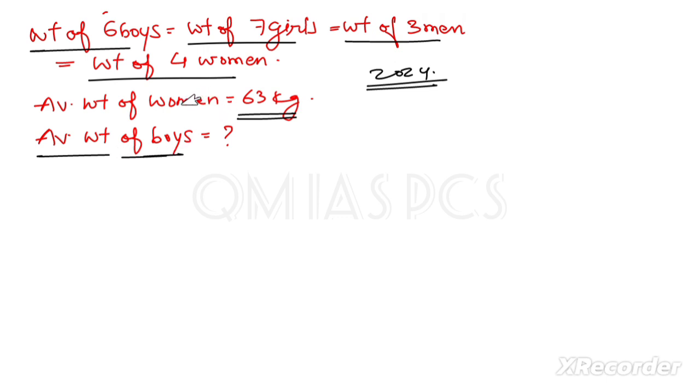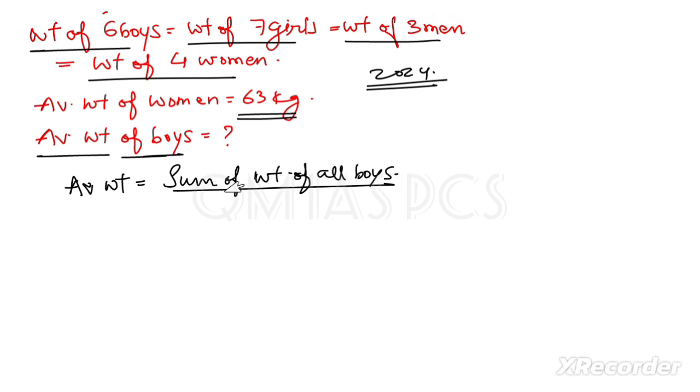See, in the average topic, I think you should approach from behind, from the backward direction. They are asking the average weight of boys. So if you write average weight, what will be the formula? That basic formula: we will write the sum of the weight of all boys divided by the total number of boys.